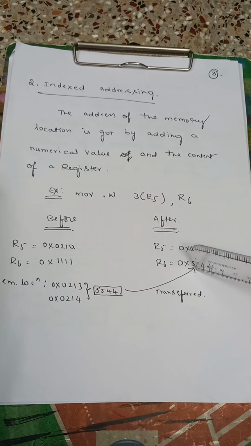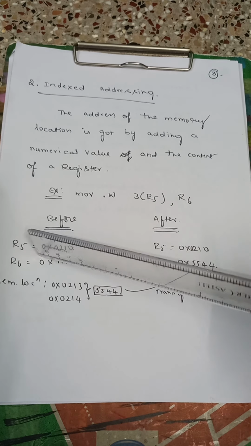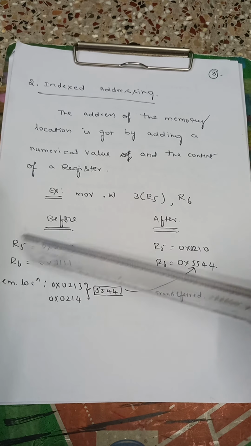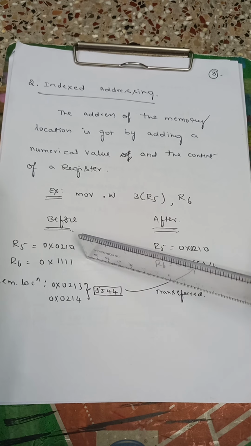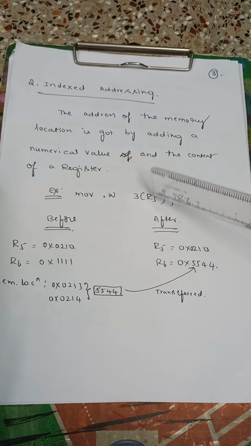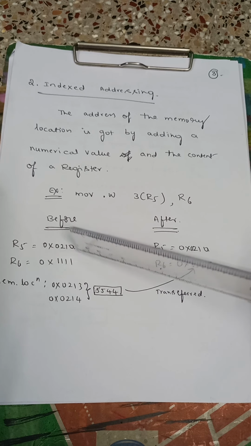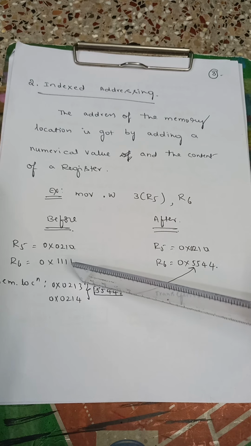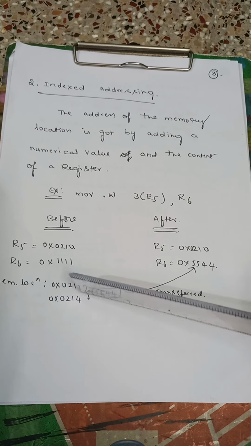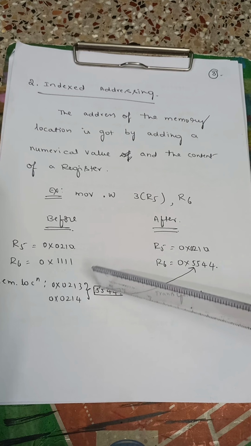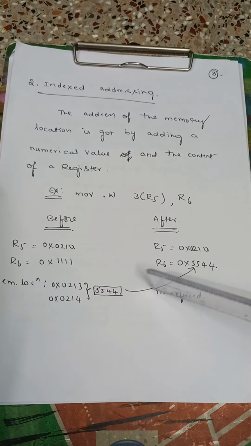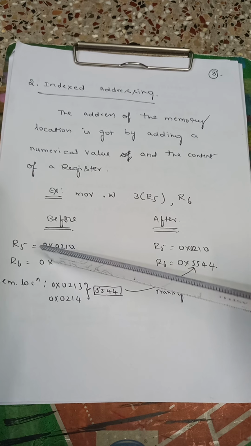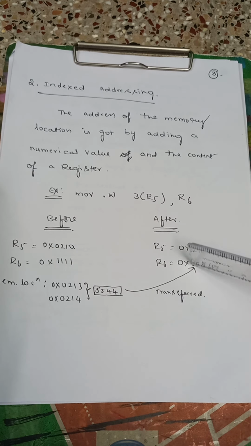As shown in the demonstration of this example, let us suppose R5 has got 0210, R6 has got 1111. Now the location is R5 plus 3. R5 is 210, 210 plus 3 is 0213. So 0213 along with 0214, two locations which have got 5544, will transfer their data to register R6, replacing 1111 with the 5544. That is how the indexed addressing mode will work.